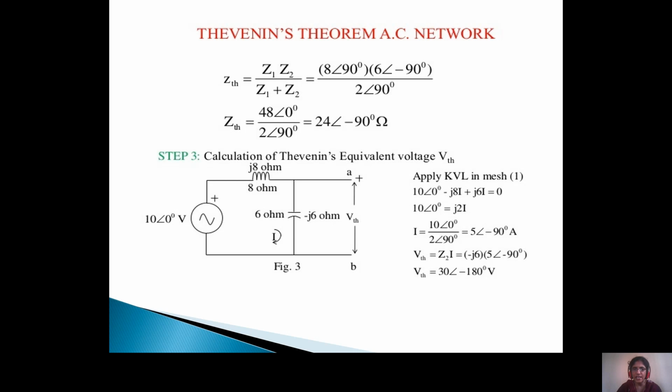So what is the voltage across the 6 ohm resistor? What is the voltage drop? I into R. Already you found the current is 5 at an angle of minus 90, into the impedance value here, minus j6. So we get the value 30 at an angle of minus 180 degrees.